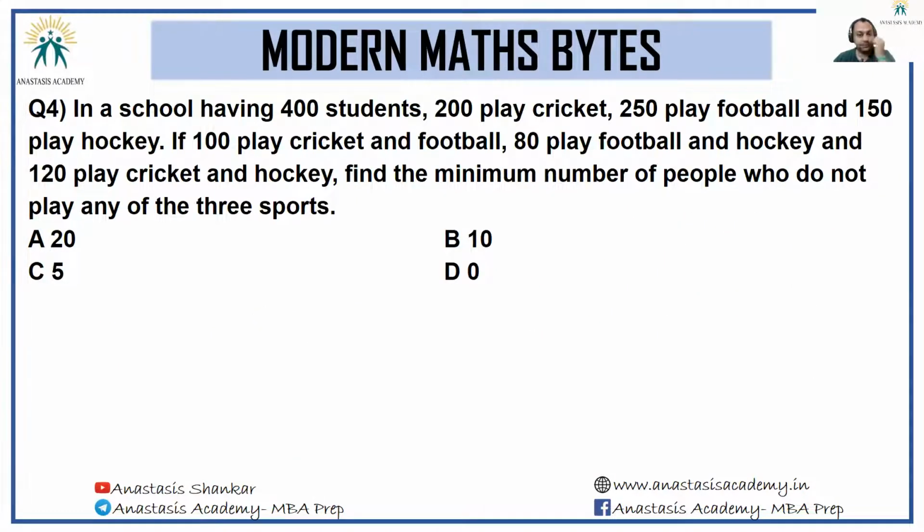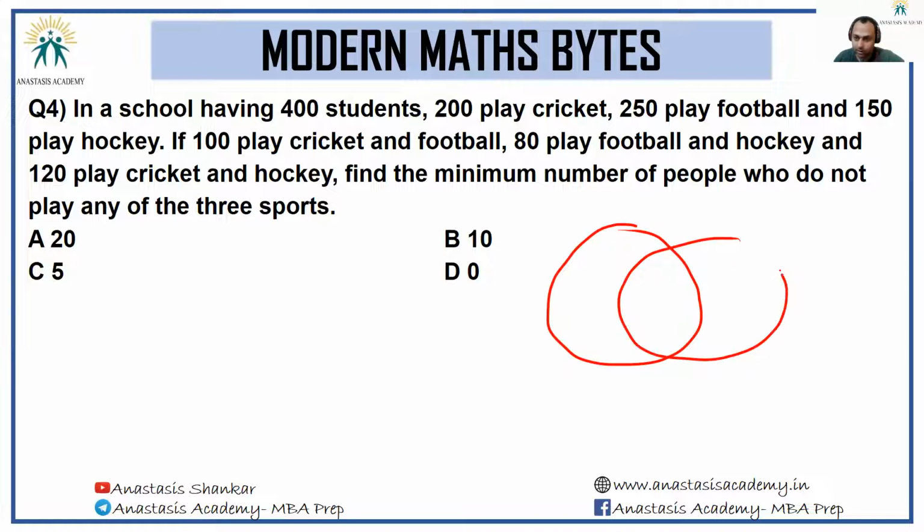Next question. In a school having 400 students, 200 play cricket, 250 play football, and 150 play hockey. Okay. If 100 play cricket and football, 80 play football and hockey, and 120 play cricket and hockey, find the minimum number of people who do not play any of the 3 sports. Okay, this is a constrained maxima minima setup. Let me record all the appropriate information.